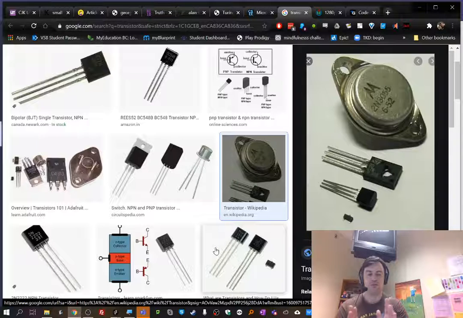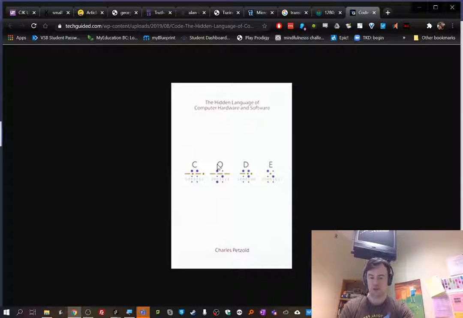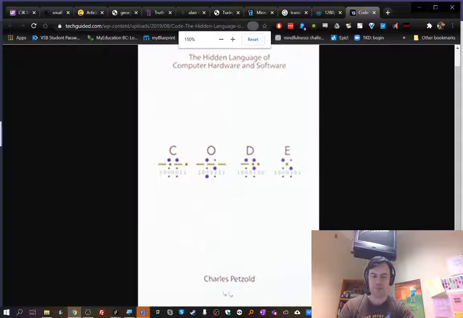So if you found this story interesting and you still feel like we just dipped our toe in the water, so to speak, you're absolutely right. We barely even scratched the surface. And this is a very interesting story. So I recommend, if you want to find out more, this great book called Code by Charles Petzold.